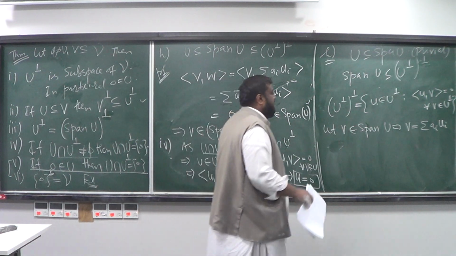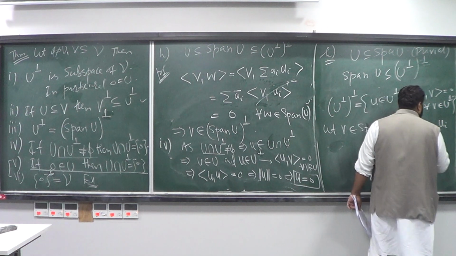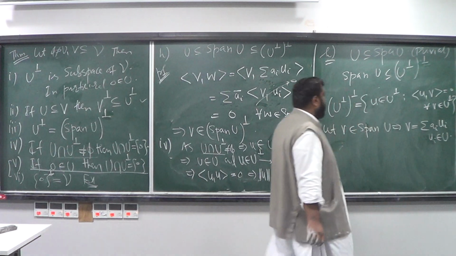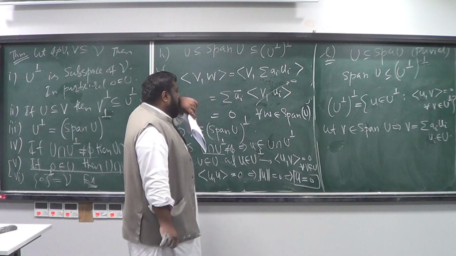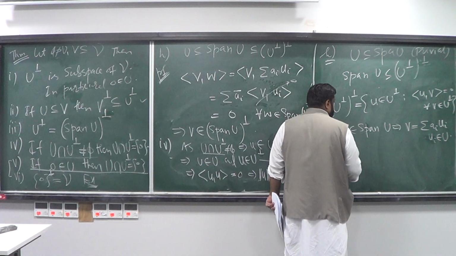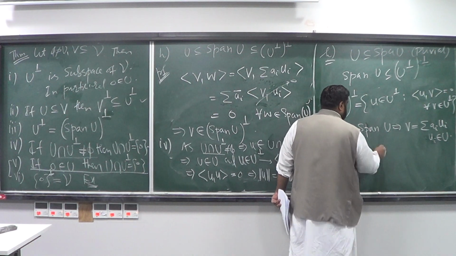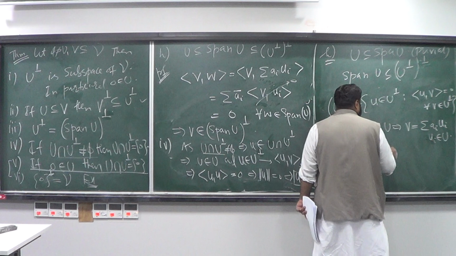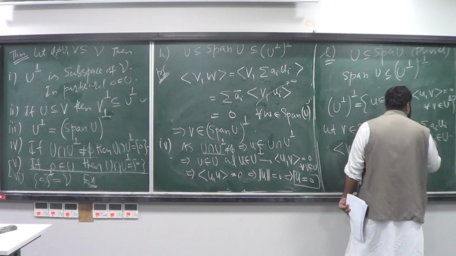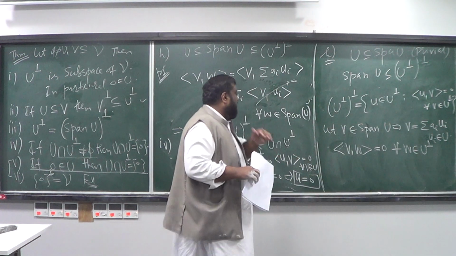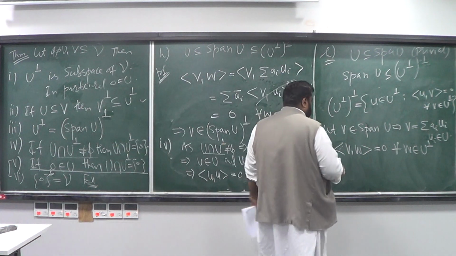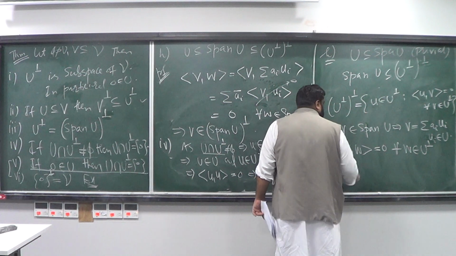Okay. Where the u_i's are from U. Okay. This is what it is. And we want to show that V is orthogonal to W, that is, the inner product of V with W is equal to 0, for all W in U perp. Okay? U perp. So let's compute it. This is what we would like to show.